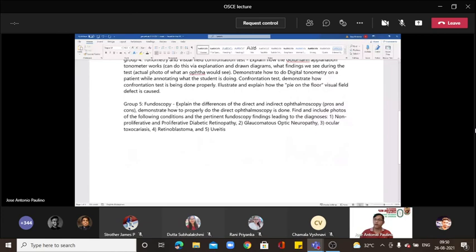For group 5, explain the differences of the direct and indirect ophthalmoscopy, demonstrate how to properly do the direct ophthalmoscopy, and include photos of the following conditions and pertinent fundoscopy findings: non-proliferative and proliferative diabetic retinopathy, glaucomatous optic neuropathy, ocular toxocariasis, retinoblastoma, and uveitis. I'll be sending the cases to the LO.